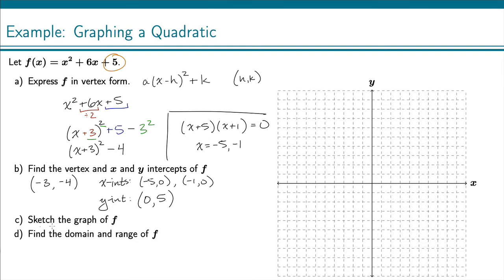Then we would like to sketch the graph of f. So we can plot everything that we know. We know the vertex is at (negative 3, negative 4). So here we have negative 1, 2, and 3, and then down 1, 2, 3, 4. Then we've got our x-intercepts at negative 5, which is right here, and at negative 1, that's right here. And we have our y-intercept up at 5. 1, 2, 3, 4, 5.